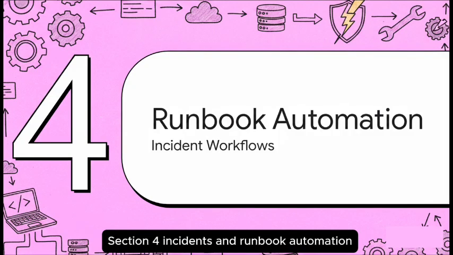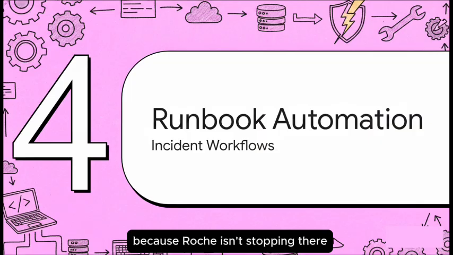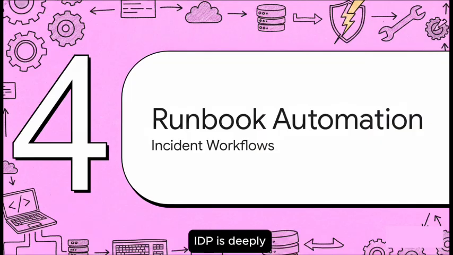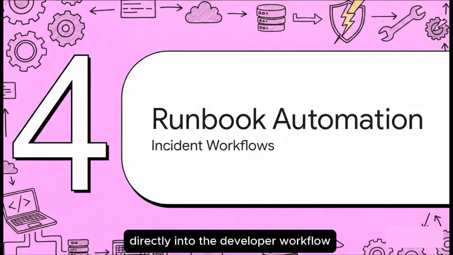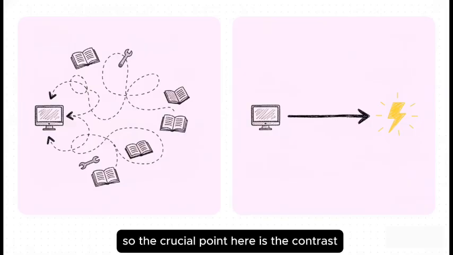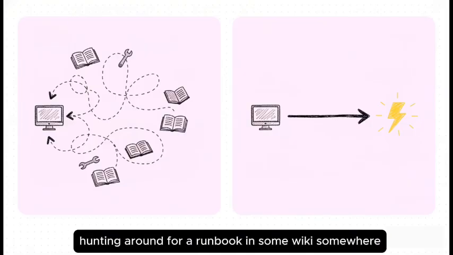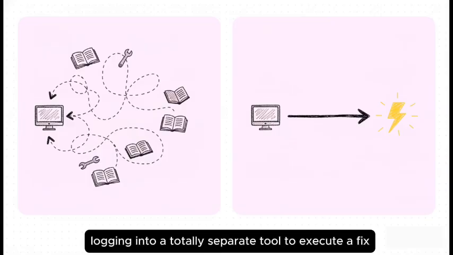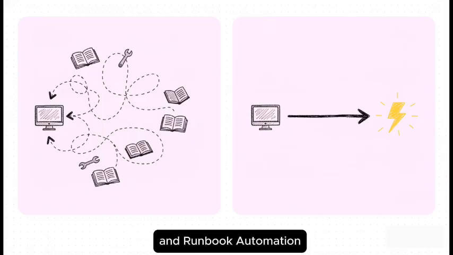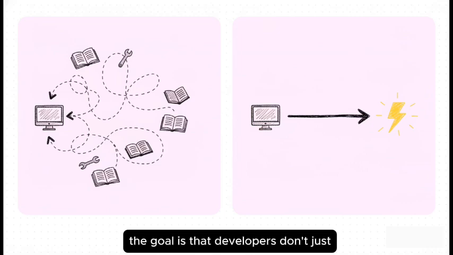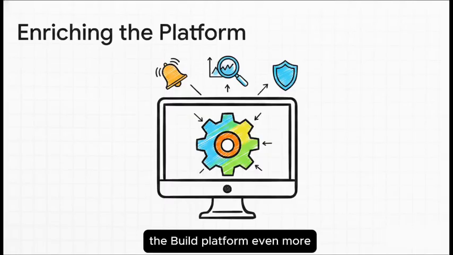Section 4. Incidents and runbook automation. Because Roche isn't stopping there. The next phase for the Build IDP is deeply integrating incident and operational management directly into the developer workflow. So the crucial point here is the contrast. The old way, that meant leaving the portal, hunting around for a runbook in some wiki somewhere, and logging into a totally separate tool to execute a fix. But the new way, and the strategic vision for reducing developer context switching, is augmenting that Rundeck and runbook automation. The goal is that developers don't just read documentation in the portal, they actually run a scaffolder or runbook job directly from the IDP. This next phase is really all about enriching the Build platform even more.